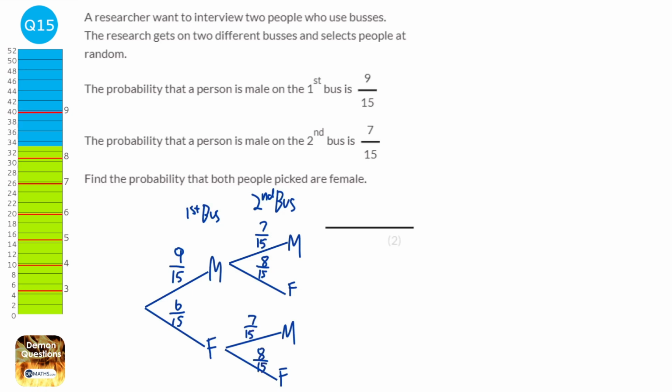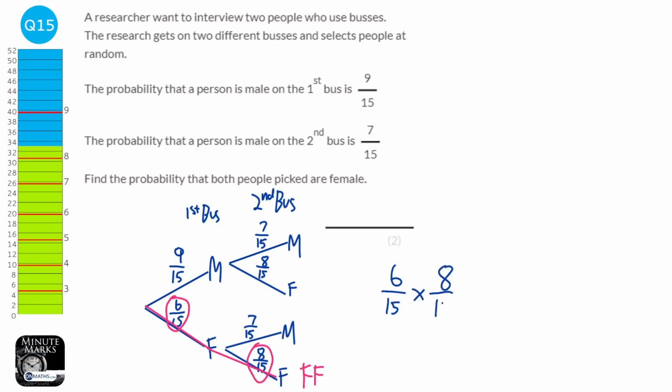And the question is basically asking what is the probability that both will be female. So to have both female, we need to have gone down this line at the start and then this line again. Okay, so looking at the fractions along the way, it's 6 over 15 and 8 over 15. The word "and" in probability means times. So whenever you're finding the probability of getting to an outcome, this outcome will be FF, because they're both female, you are multiplying the fractions that you go across. So it would be 6 over 15 times 8 over 15.